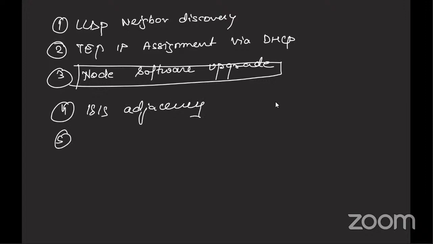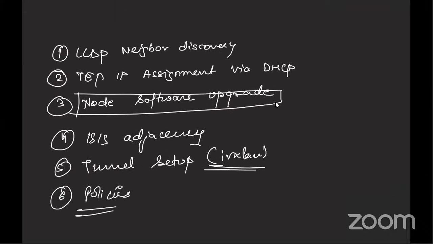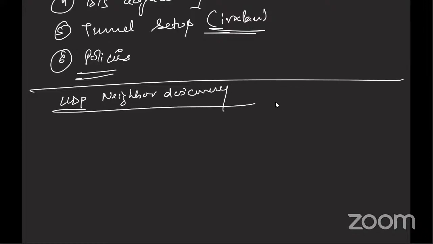Okay, after that, it's going to establish your tunnels via VXLAN. And after that, if you have policies, it's going to apply the policies. Okay, so now first let's talk about LLDP neighbor discovery. In LLDP neighbor discovery, LLDP packets are going to start exchanging between directly connected leaf ports and spine ports.